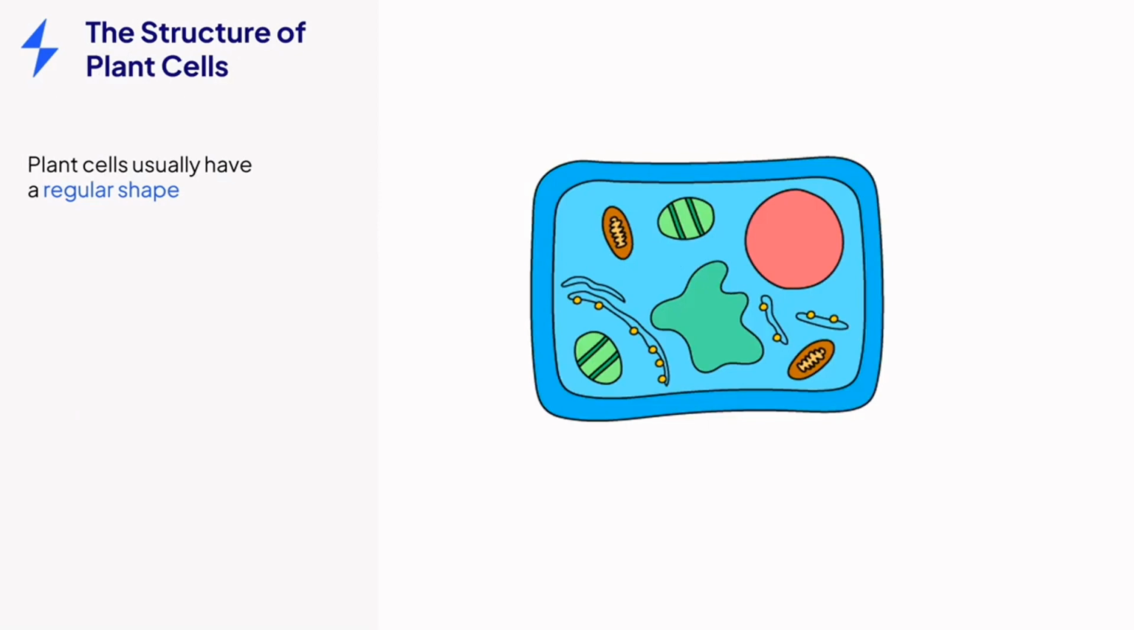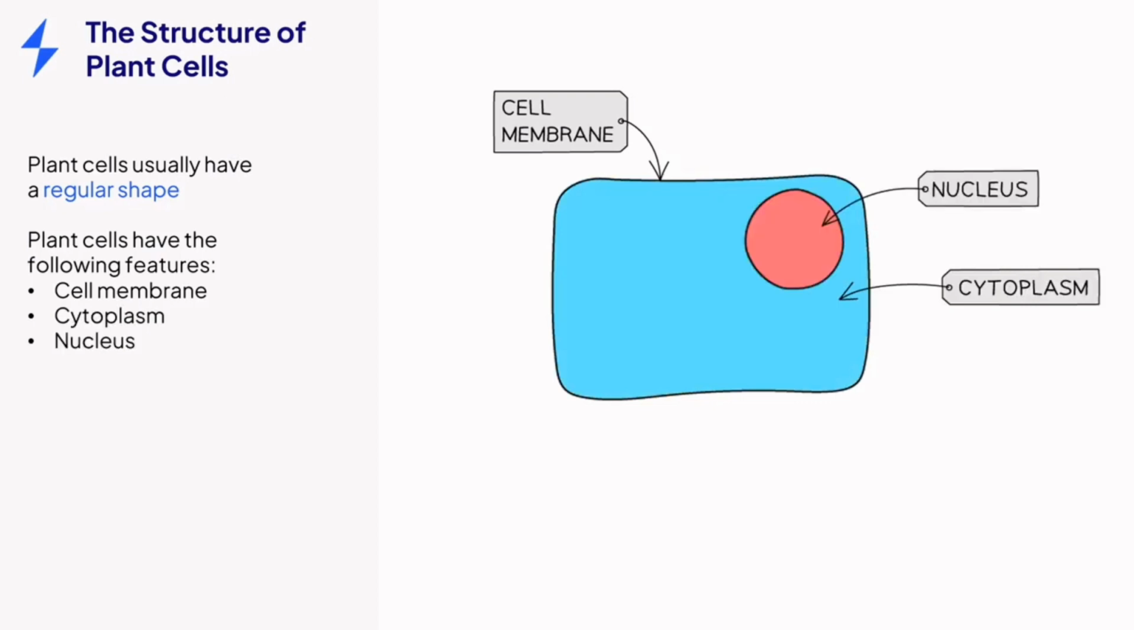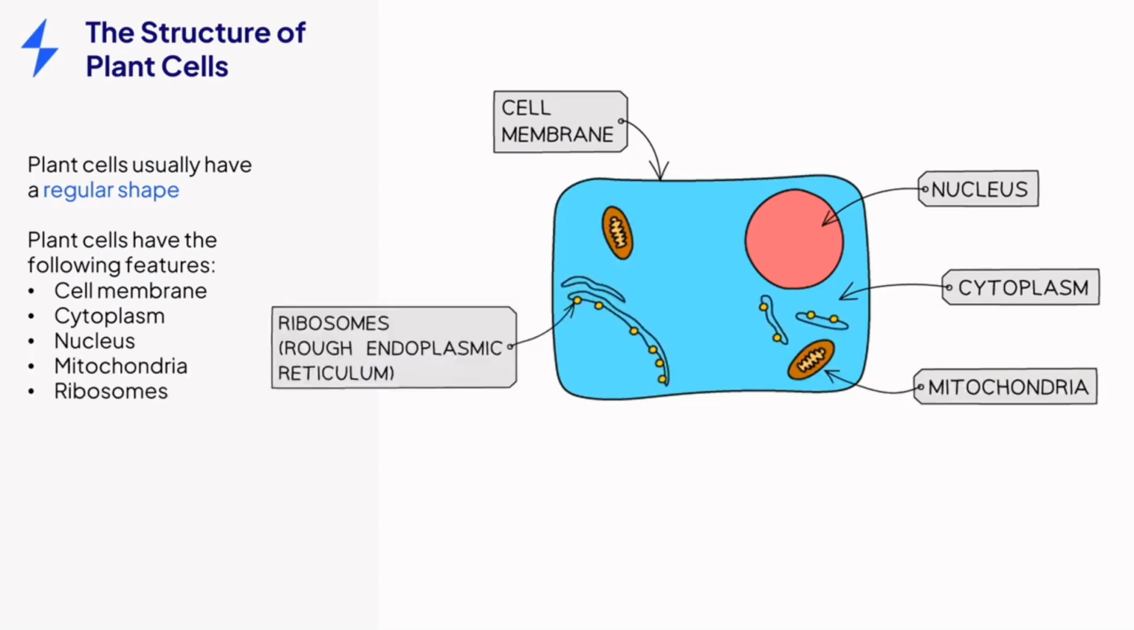Plant cells usually have a more regular shape than animal cells due to increased structural support. All of the structures found in animal cells are also present in plant cells. They are surrounded by a cell membrane, are filled with cytoplasm, have a nucleus, carry out aerobic respiration in their mitochondria, and produce proteins using ribosomes. Plant cells also have some additional structural features that are not present in animal cells.